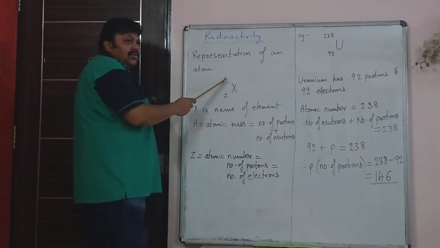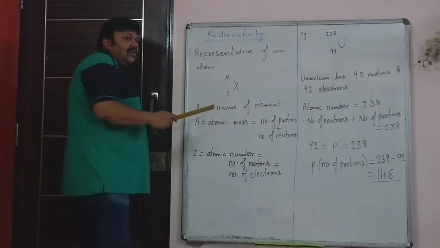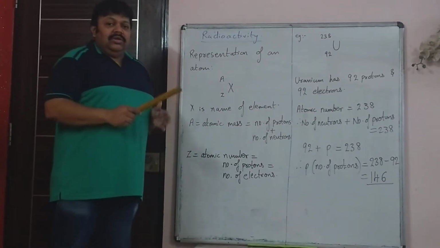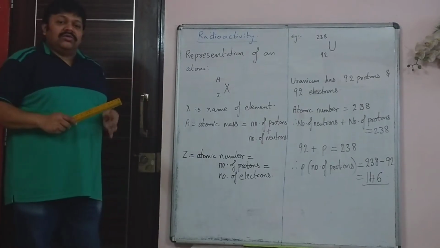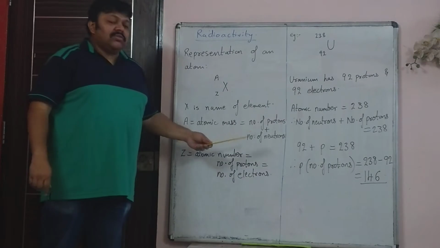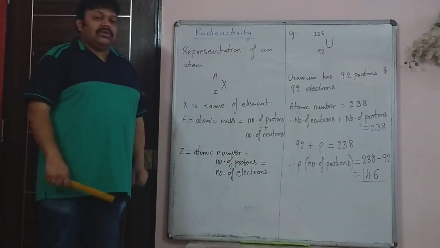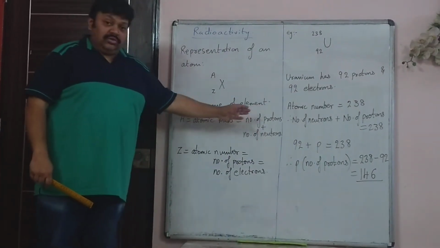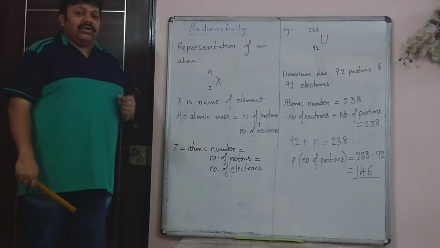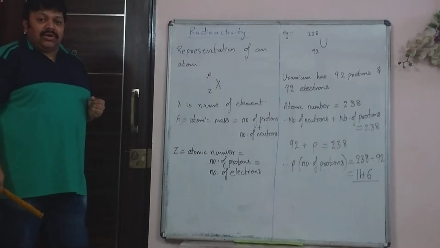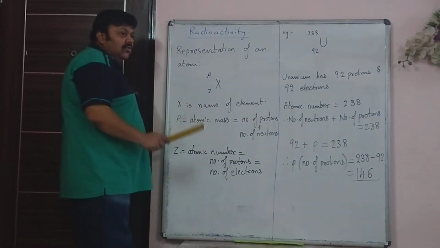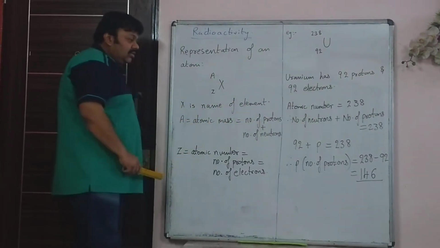A is the mass number. Mass number means what is there in the nucleus. The entire mass of an atom is in the nucleus. Nucleus has neutrons and protons. So A stands for the total number of protons plus neutrons. In other words, they can also be called nucleons, because you consider the electron to be very light, with negligible mass is what we say. So the entire mass of the atom is inside the nucleus, and the nucleus has protons and neutrons.